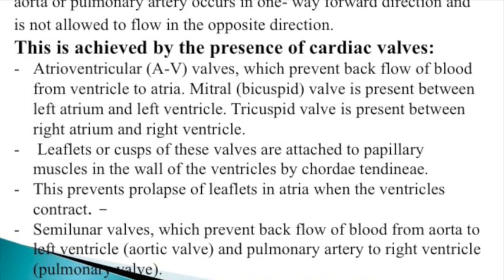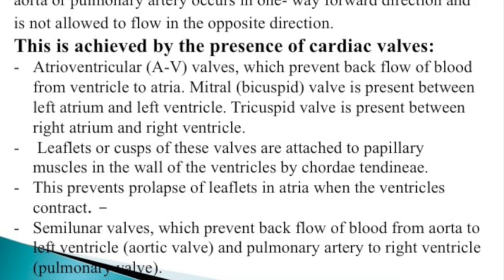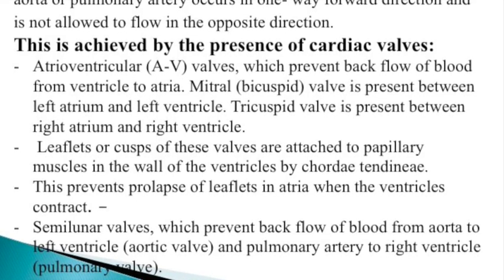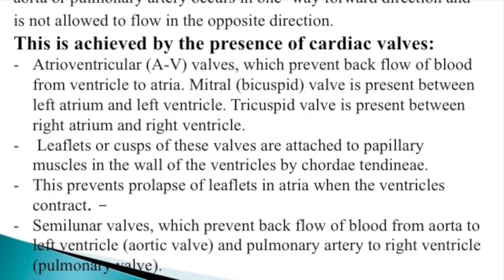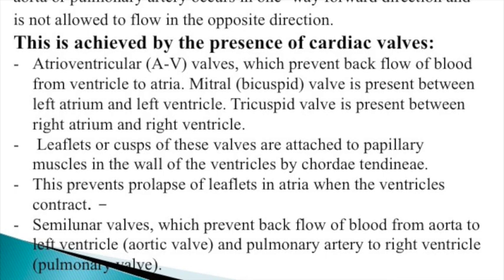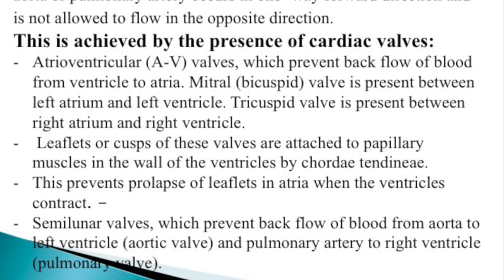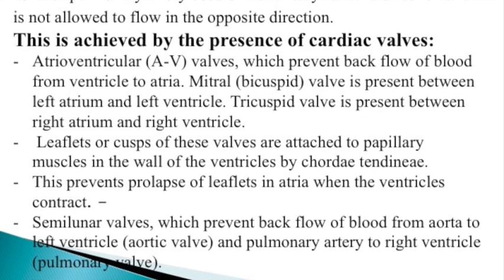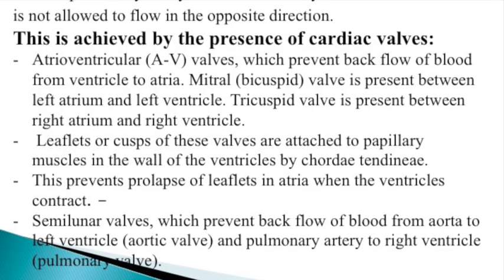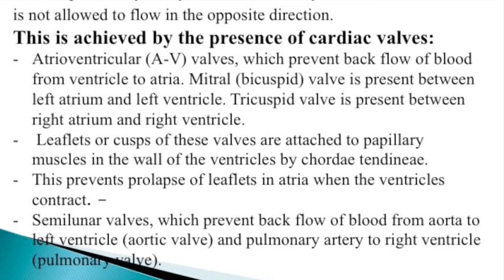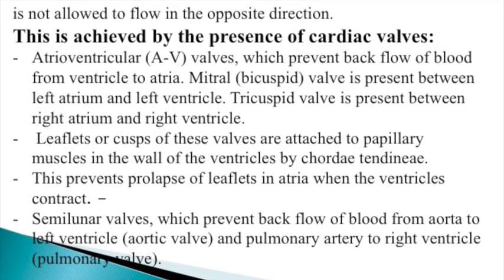The leaflets or cusps of these valves are attached to papillary muscles, which are rooted in the wall of the ventricles, and with the help of chordae tendineae, this prevents the prolapse of the leaflets into the atria when the ventricles contract. If this happens, this means failure of the valve.